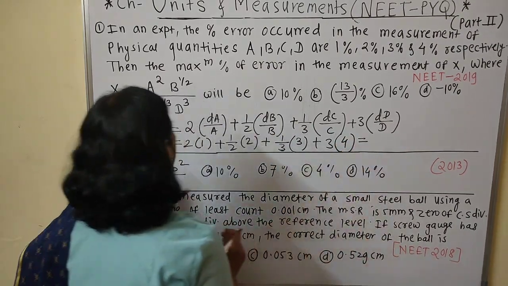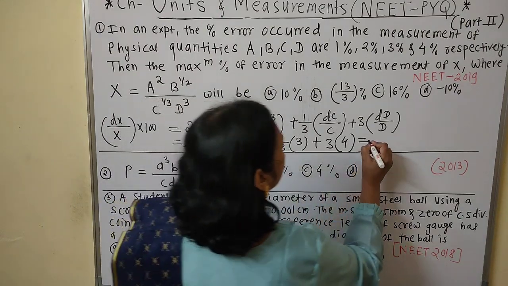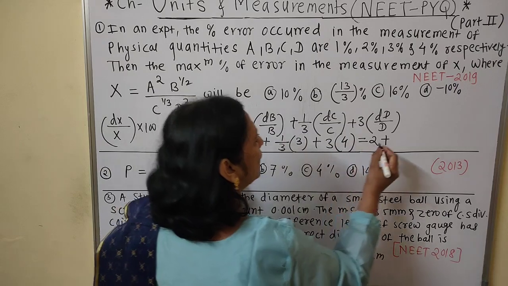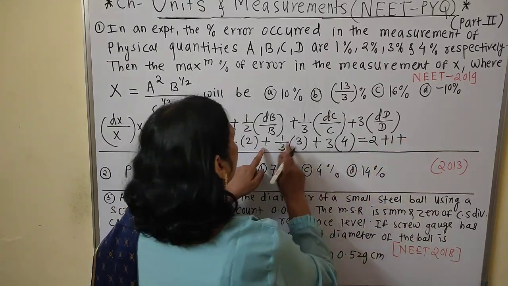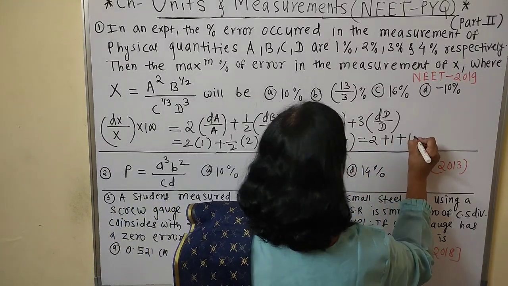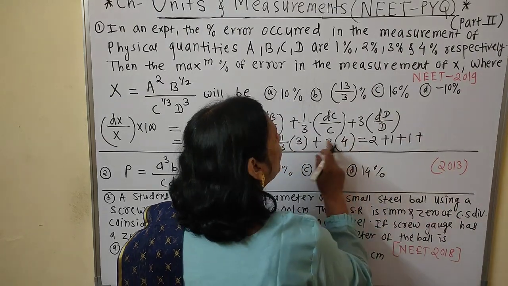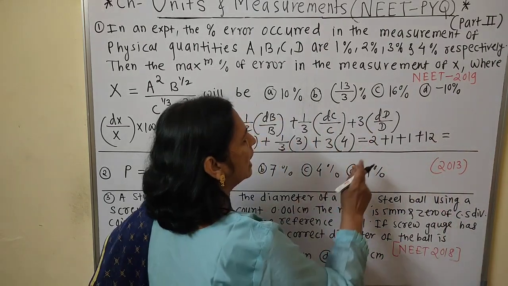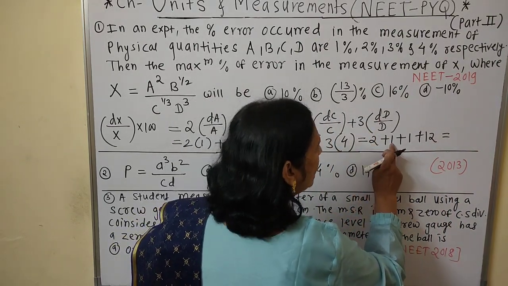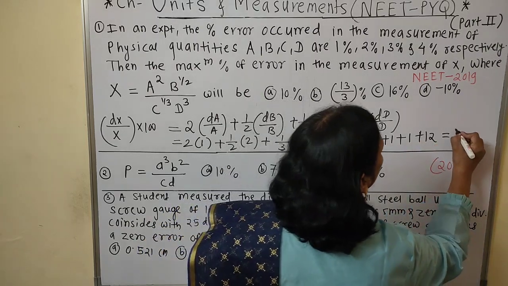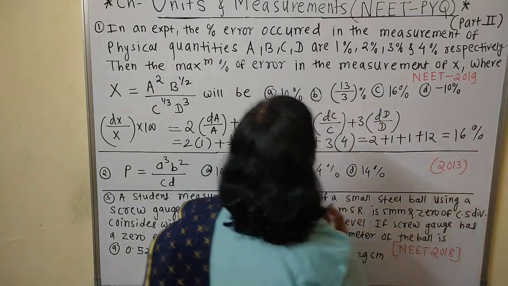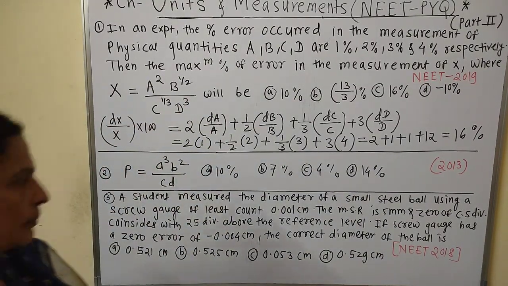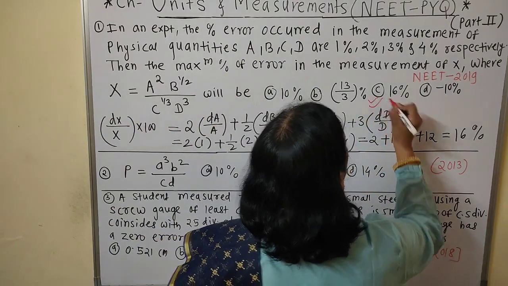Now we will calculate this one. 2 into 1, that is 2. Half into 2, that 2 and 2 get cancelled, plus 1 is there. Then this 3 and this 3 get cancelled, plus 1 is there, and 4 3s are 12. Therefore, total percentage error is equal to 2 plus 1 is 3, 3 plus 1 is 4, 4 plus 12, that is 16%. Understood? And therefore the correct option is 16%. This is the correct option.